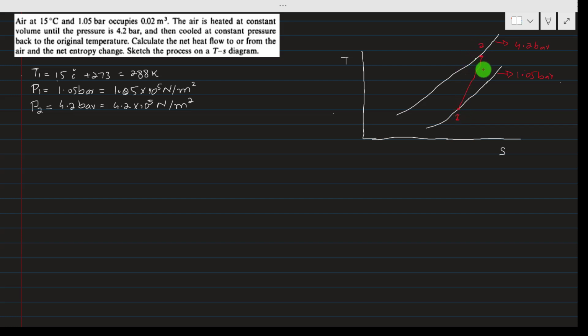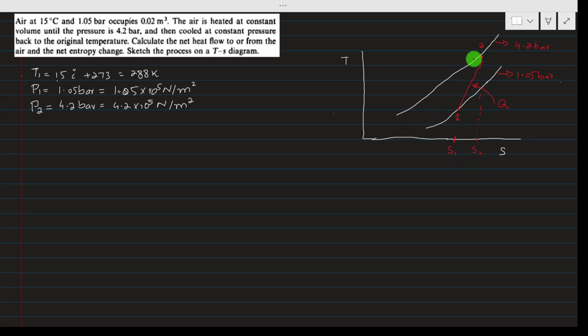This is a constant volume line. This is the pressure 1.05 bar. This is the line of the pressure 4.2 bar. So when you are supplying the heat, actually you are increasing its pressure. So at point 1, its entropy will be S1, and similarly if I drop its value, that will be S2.